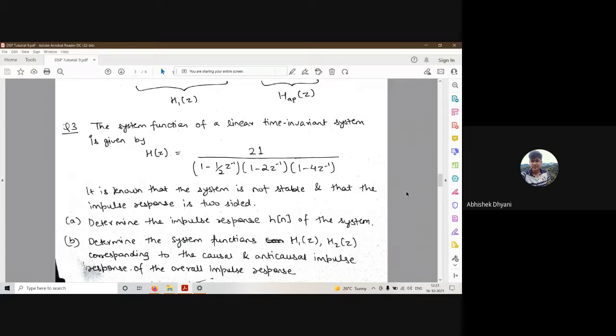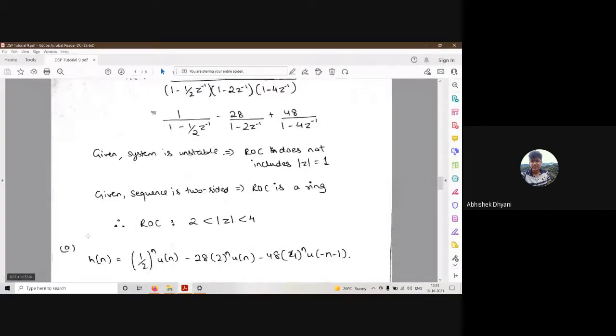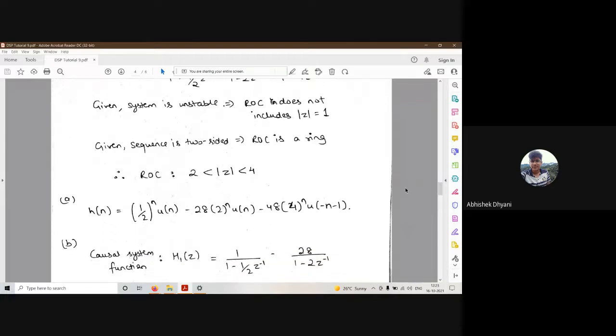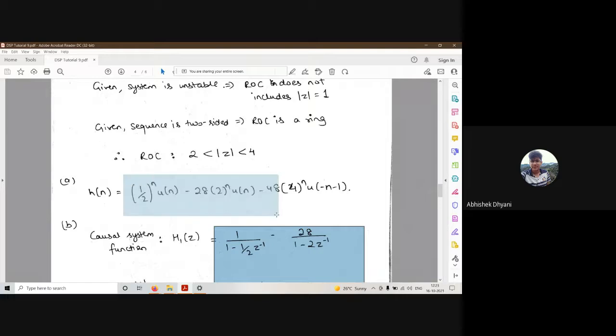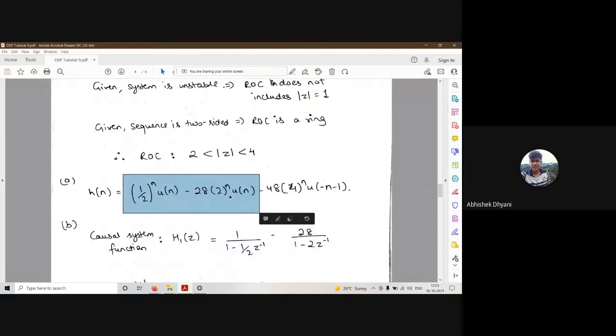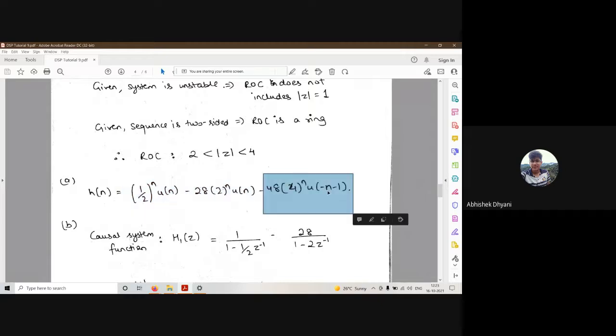So we had this as the h of n. The causal part is the one for which we will have h of n. So this is the causal part. Here, this corresponds to the first two terms, because h of n is 0 for n less than 0. That's why we can say that this is causal. But in the third part, you see that it's a left-sided sequence. So for n less than 0, h of n is non-zero. So this is the anti-causal part.